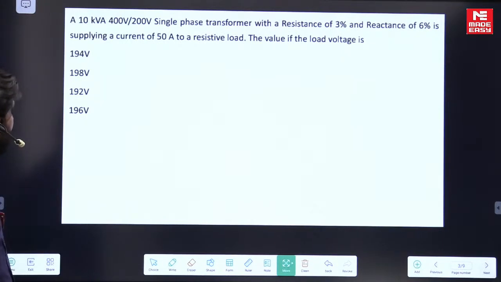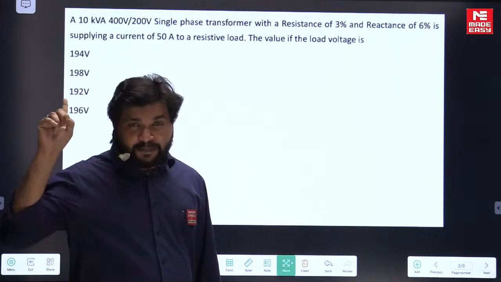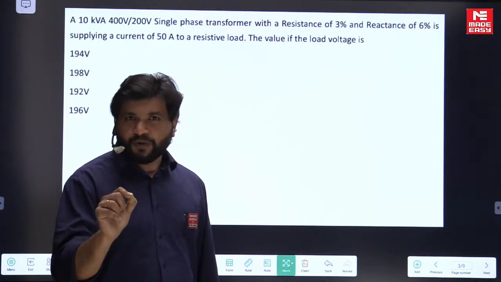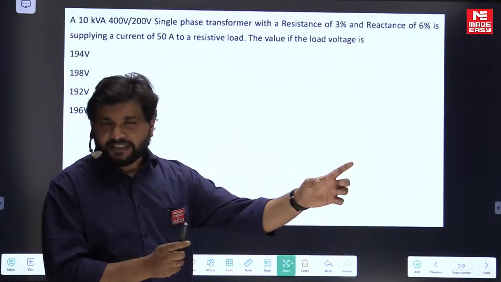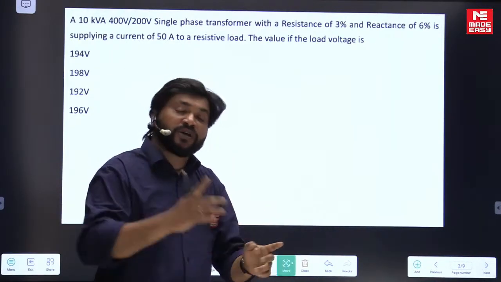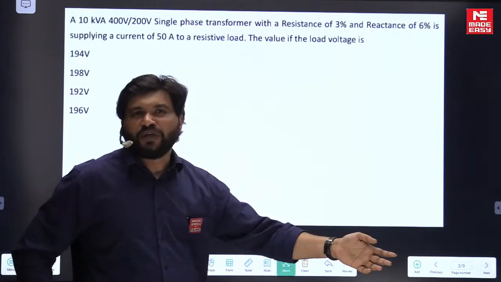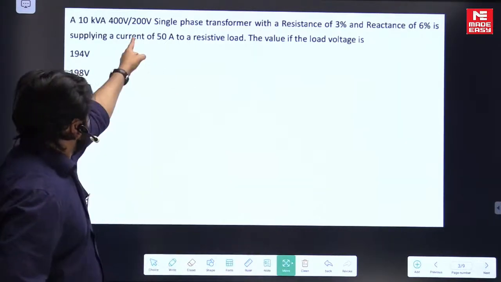A 10 kVA, 400 volt by 200 volt single phase transformer with a resistance of 3% and reactance of 6% is supplying a current of 50 amperes to a resistive load. The value of the load voltage is? In the previous question, what is the primary voltage asked? So we selected the load voltage as 6351 and calculated for 6351, that is the rated voltage across the load, what is the primary. In this question, if you read, you are asked what is the load voltage, which means 200 volts.